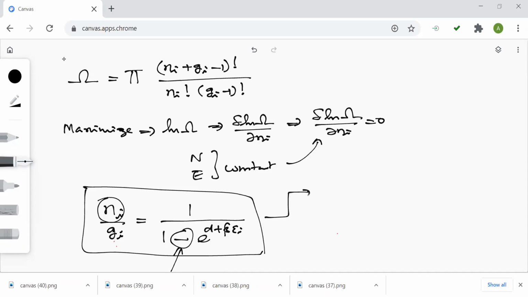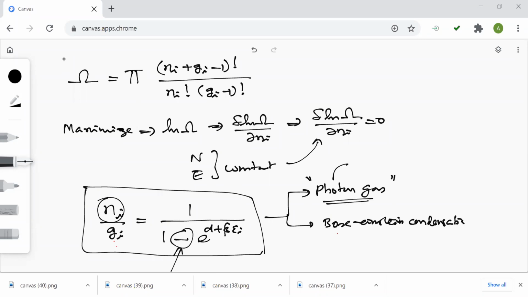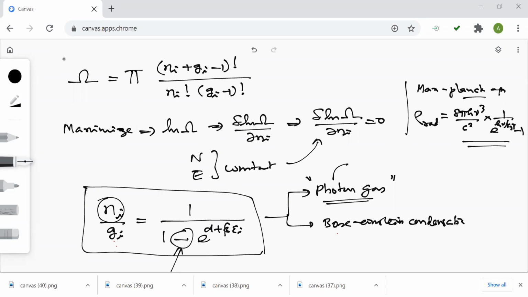And you can apply this formula for photon gas. You know very well photons are bosons. So for photon gas, you can use Bose-Einstein statistics, and Bose-Einstein condensation, right? Many applications are there. You know very well, Max Planck derived this equation, that is the radiation density. Radiation density is equal to 8 pi h nu cubed by c cubed into 1 by (e power h nu by kBT minus 1).